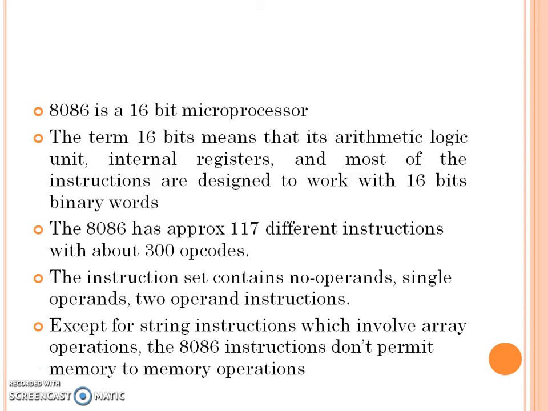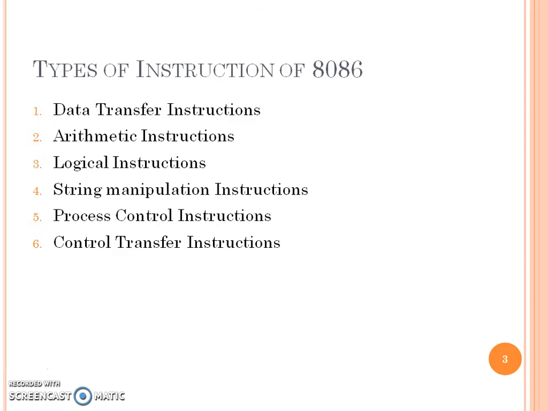The instruction set consists of instructions which have either no operands, a single operand, or two operands. Note that except for the string instructions, which involve array operations, the 8086 doesn't permit memory to memory operations. We will come to know why the 8086 doesn't support memory to memory operations and what we need to do in such cases.